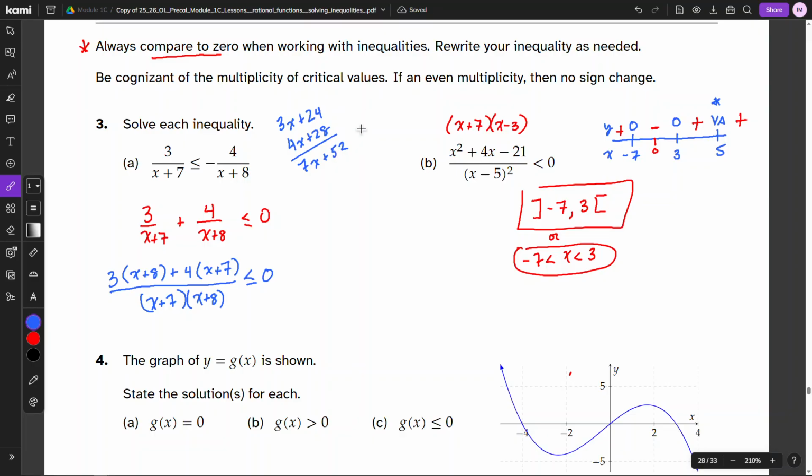Okay, and then if I do a sign analysis, I have a critical value at -8, and I have a critical value at -7, which are vertical asymptotes. Then 7x plus 52 would mean that x is going to be -52 divided by 7. And -52 divided by 7 would fall between -7 and -8. So all of these have odd multiplicities.